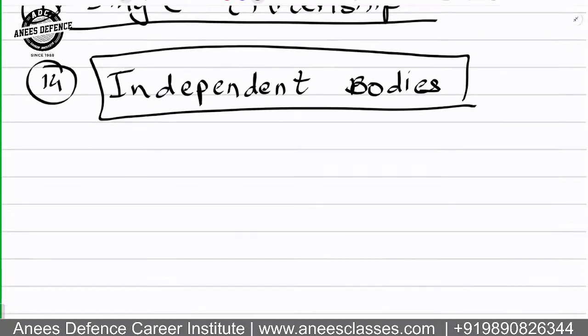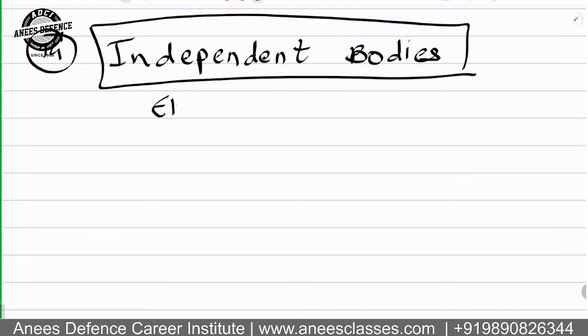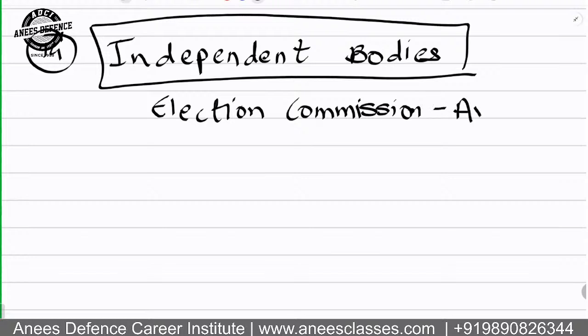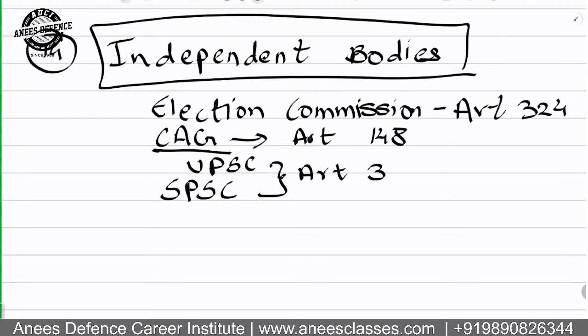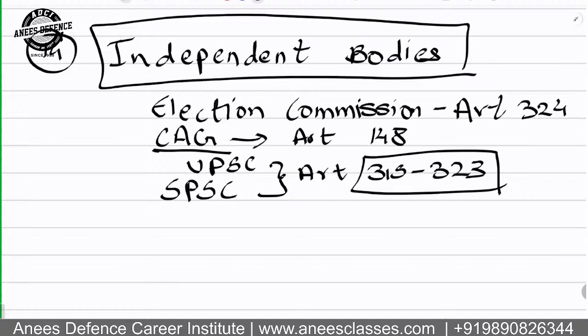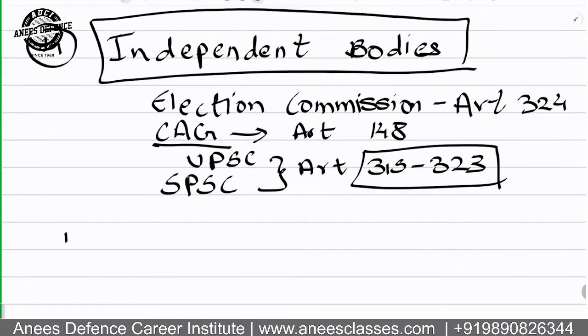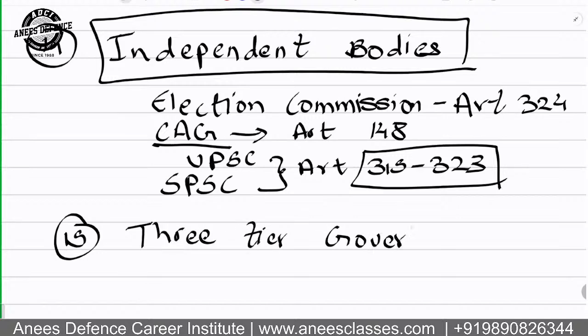Now we will see, like Election Commission, Article 324, CAG, Comptroller and Auditor General, Article 148, then State Public Service Commission and UPSC, Articles 315 to 323. Next, we will see three-tier government. This I have already explained above.